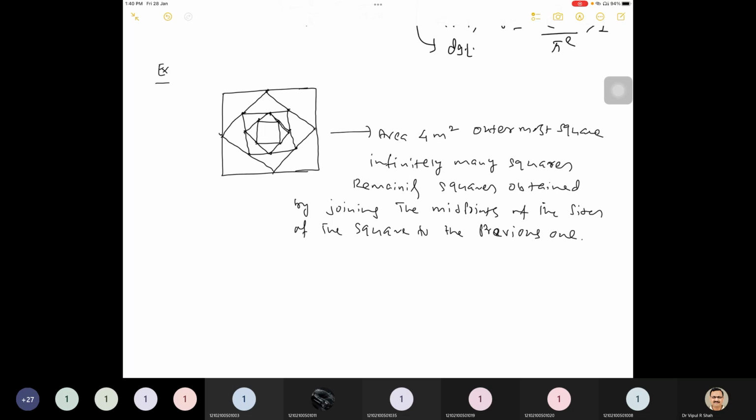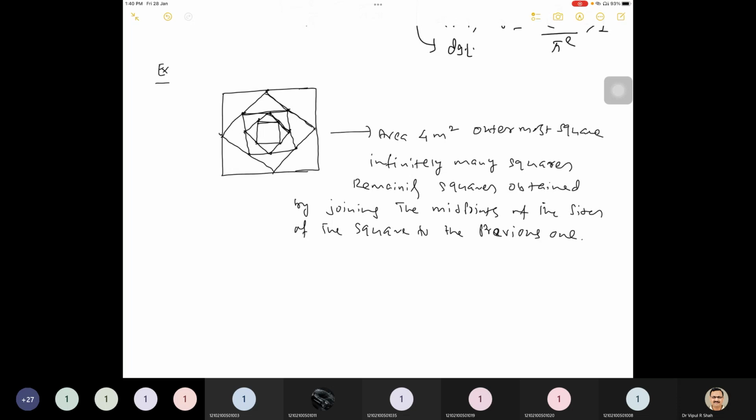The outermost square has the area 4. Then you will have the area of another square also. Then you will have the area of this square, then this square, then this square, then the next square, and so on.